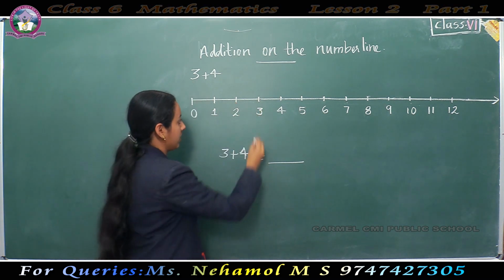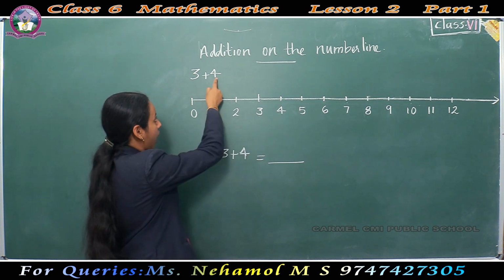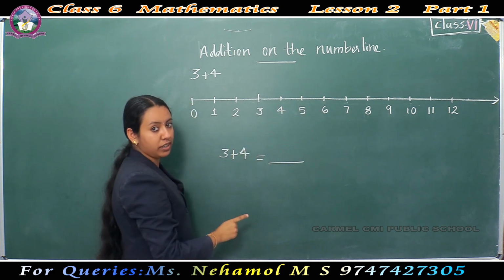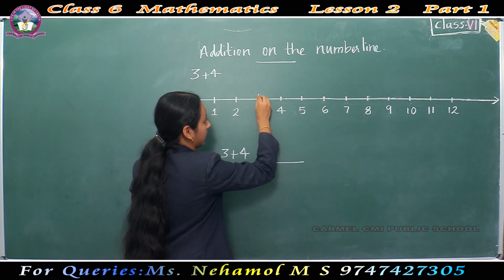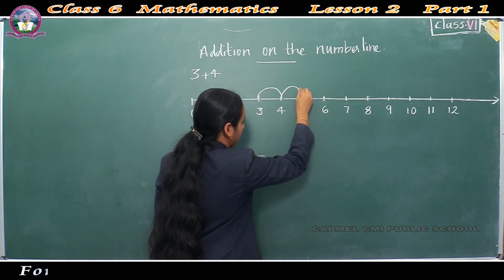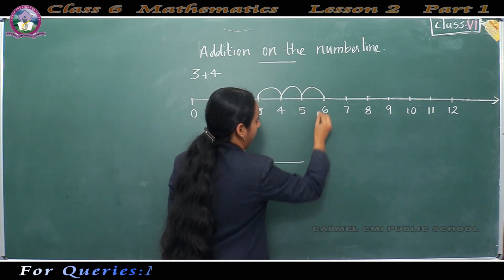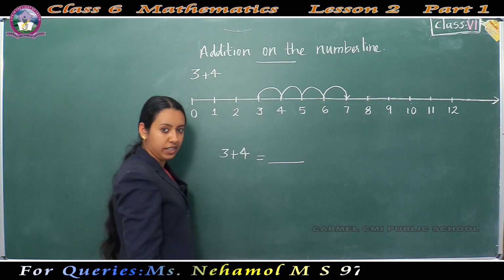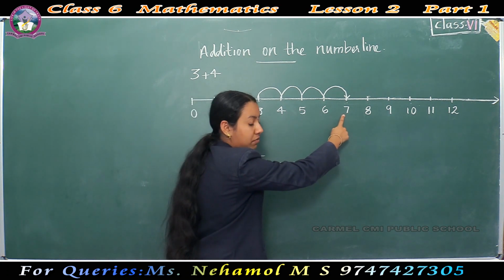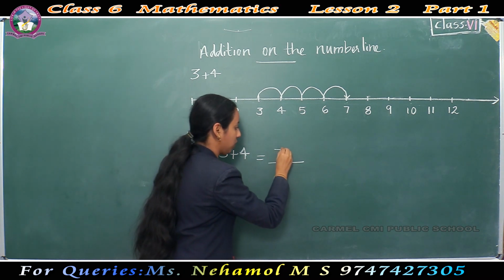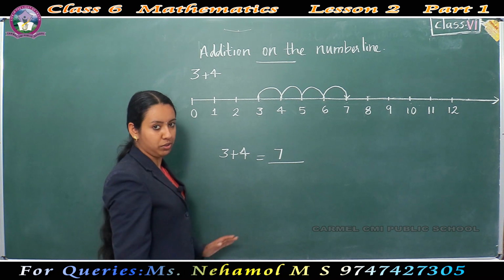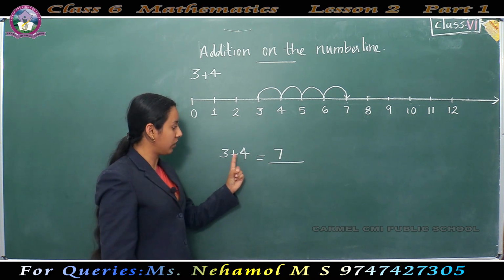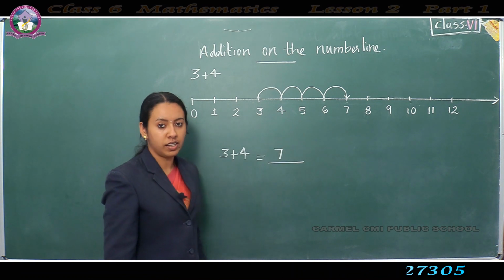Start from 3. Since we have to add 4 to 3, make 4 jumps right. That means 3 to 4, 4 to 5, 5 to 6 and 6 to 7. Now we reach 7. So 3 plus 4 is equal to 7. If you have to add two numbers, make jumps to the right side. So we got 3 plus 4 equal to 7 using the number line.